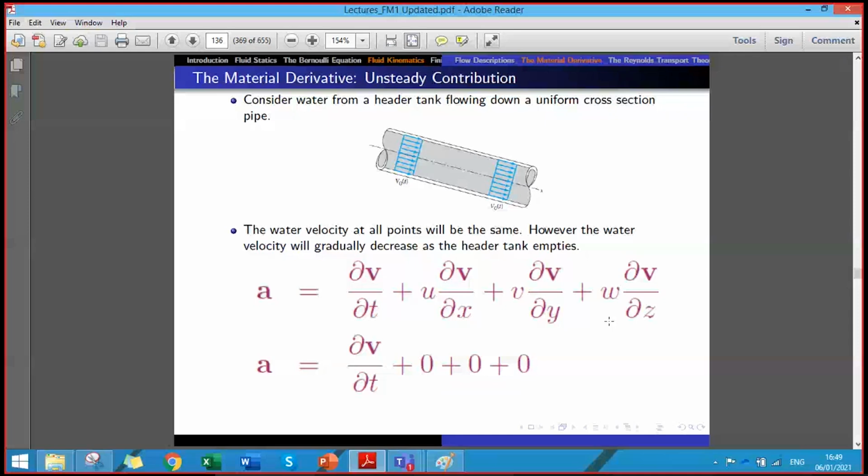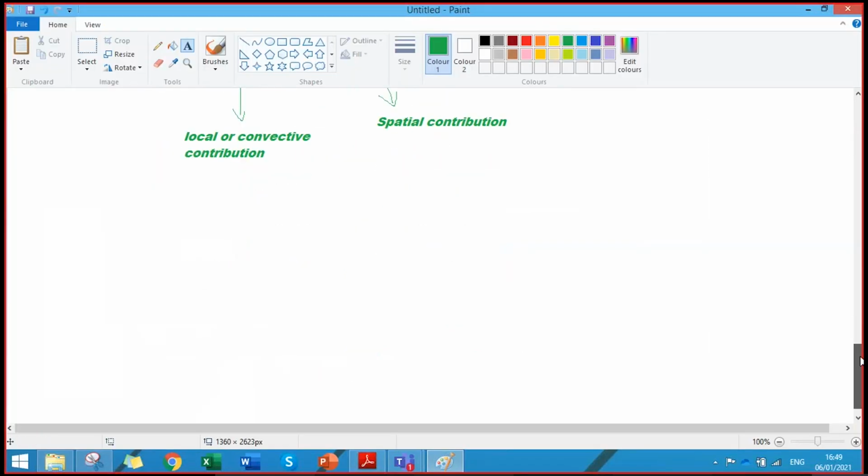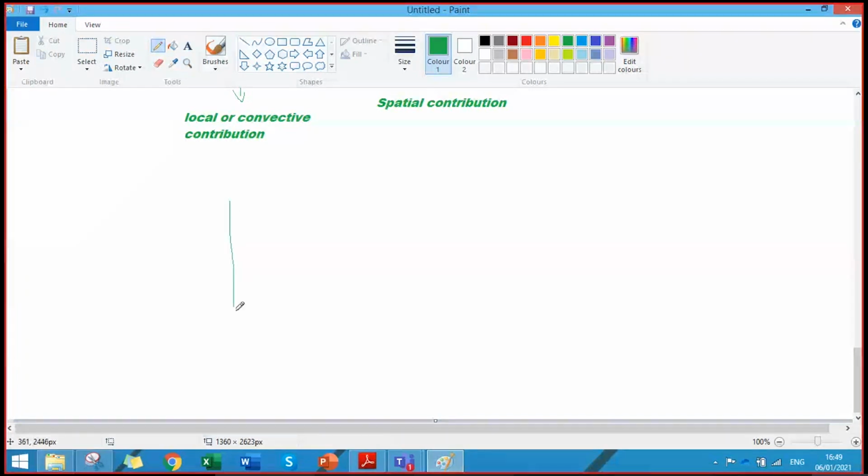Sir, will this partial v by partial t also be zero, or? Now let me draw it here. This is a header tank. Let's say this is a tank and this is an opening in this tank, like this. A fixed diameter pipe is coming from it. Let's say we draw it straight. Okay. The water will start flowing in this pipe, right?